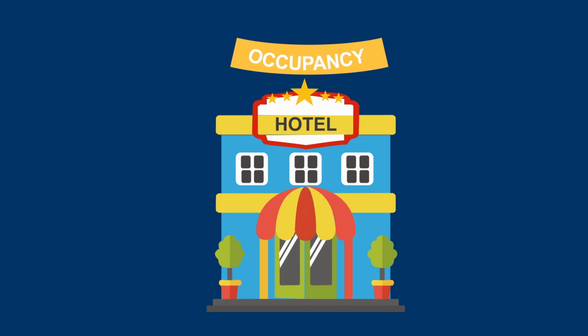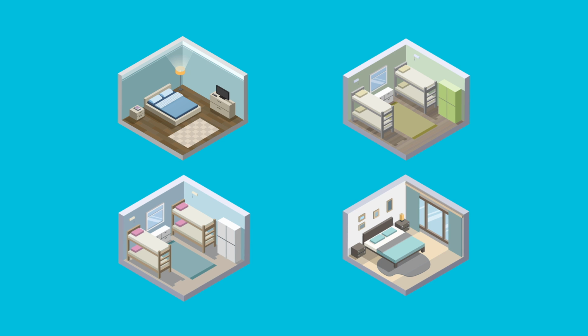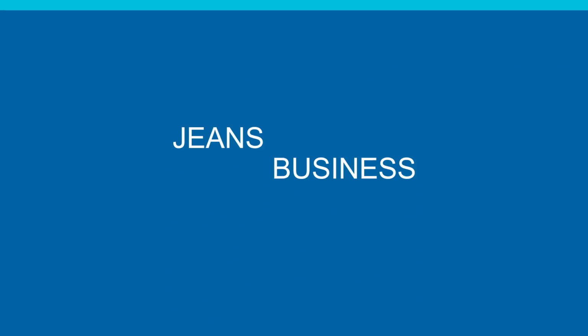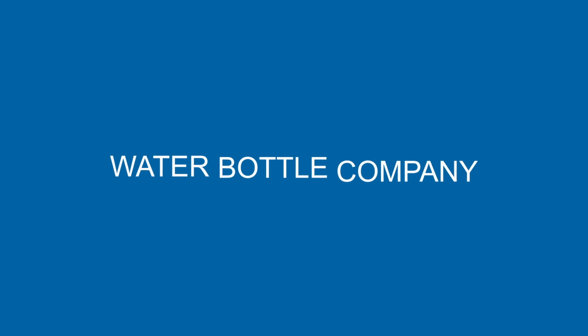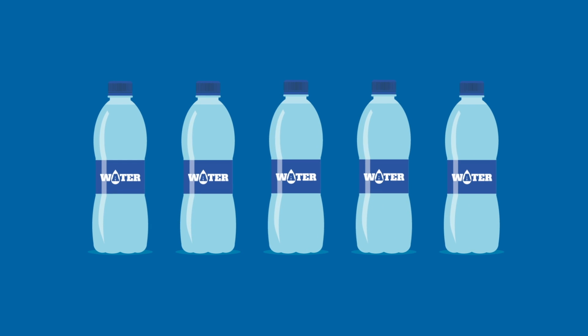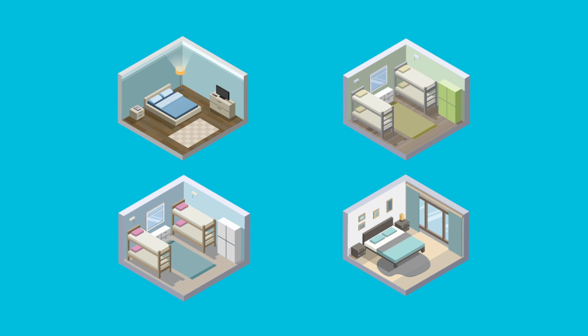Occupancy. Occupancy is defined as the number of rooms that a hotel sells in a period of time. Just like how a jeans business wants to know how many of its jeans people are buying, or how a water bottle company wants to know how many of its bottles people are drinking, a hotel needs to know how many of its rooms are getting occupied by its customers.